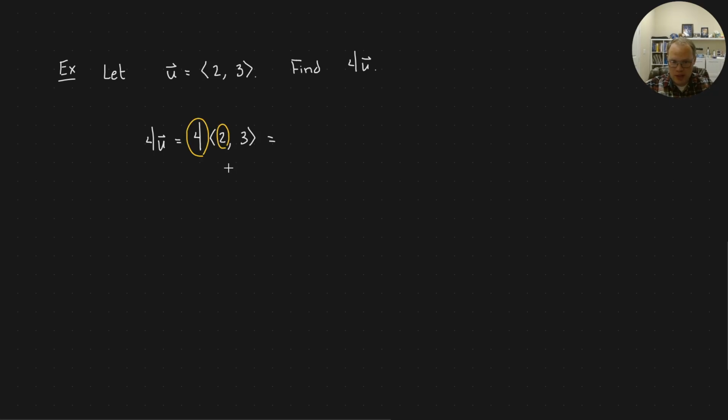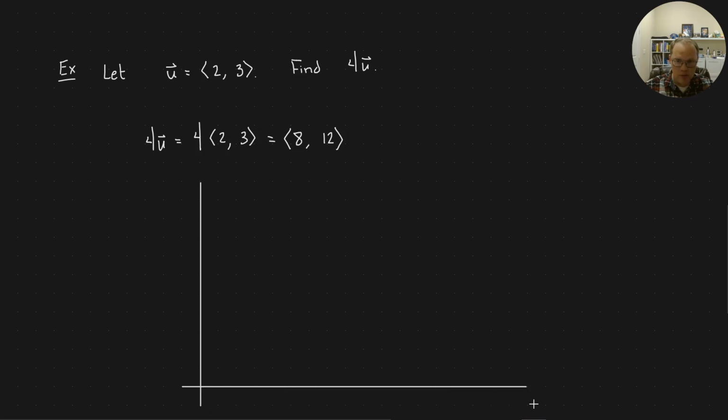So 4 multiplies the 2. 4 times 2 is 8. That's going to be my first component. And then 4 times the second component, 3. 4 times 3 is 12. And so the scalar multiple is 8, 12. Okay, let's see if it jives with our geometric representation.